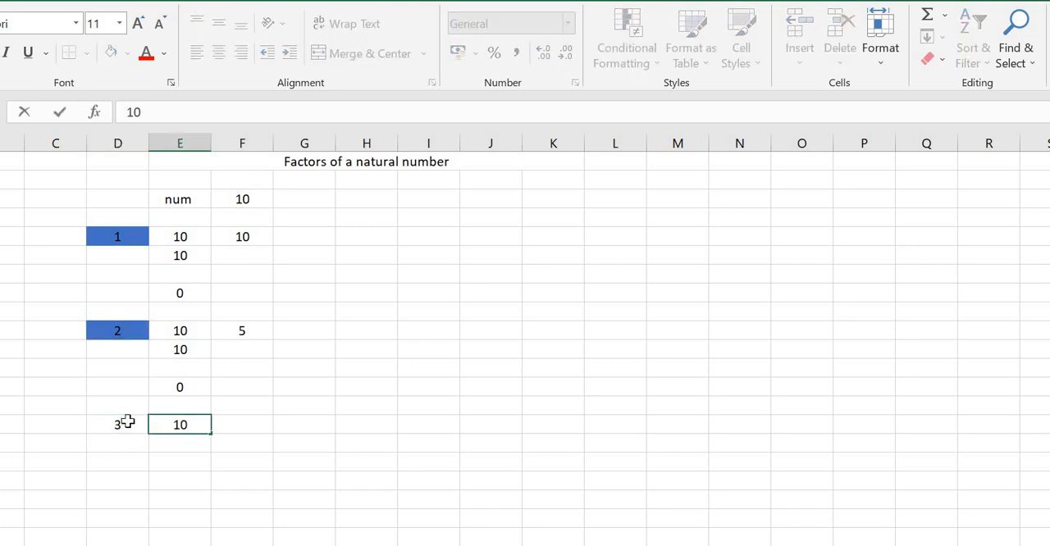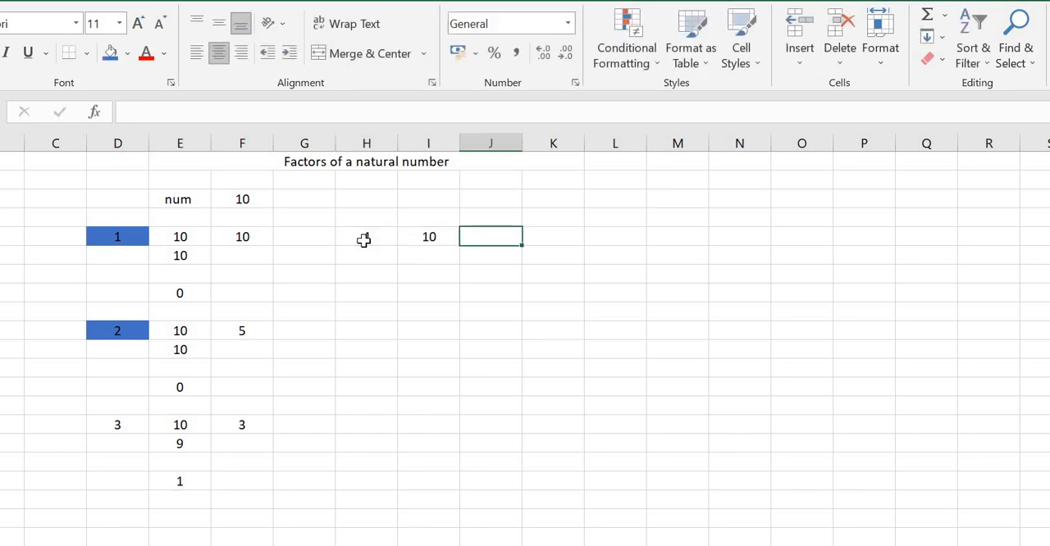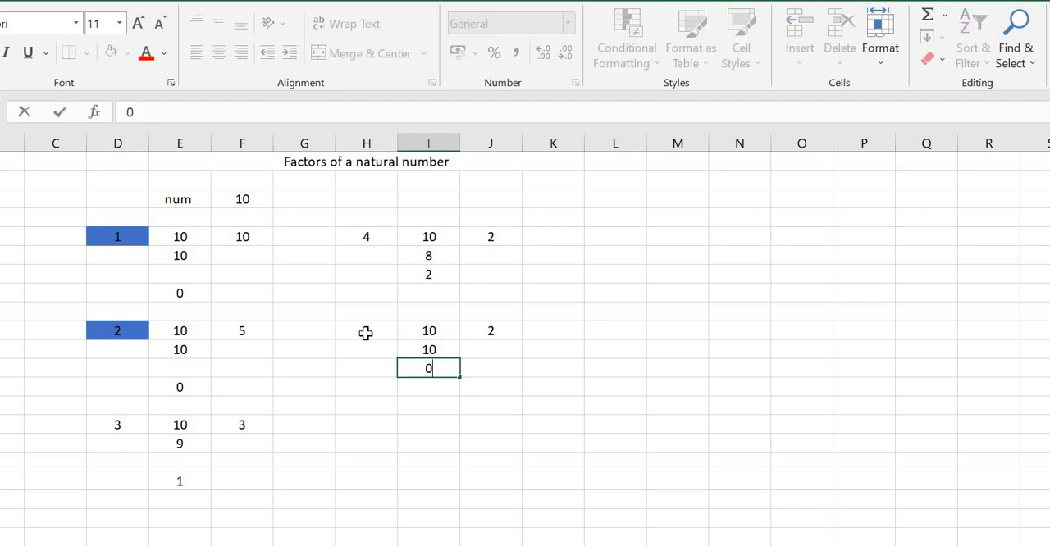Let me check it for 10 with 3 now. 3 times 3 is 9 and the remainder will be 1. So 3 is not a divisor, or we can say 3 is not a factor of this number 10. Why? Because it is not dividing it completely. Let me move on to 4. 4 times 2 is 8 and we will have the remainder 2, right? Therefore 4 is also not a factor of 10. Let me check for 5. 5 times 2 is 10, the remainder is 0. It means 5 is also a factor of 10.